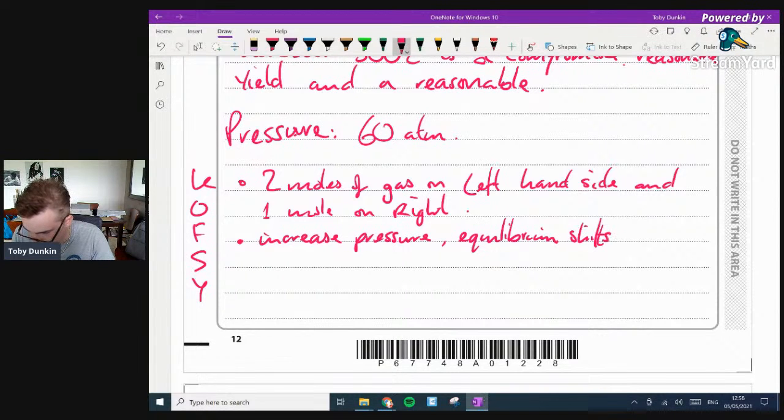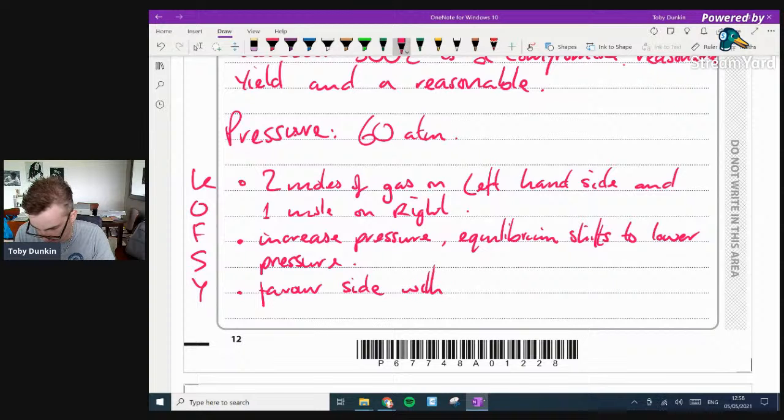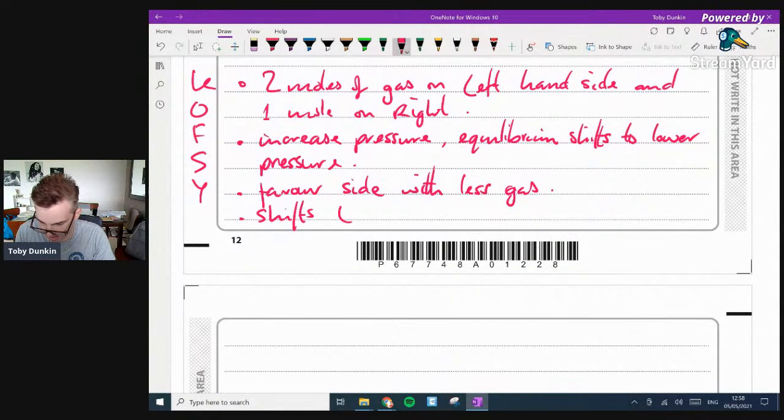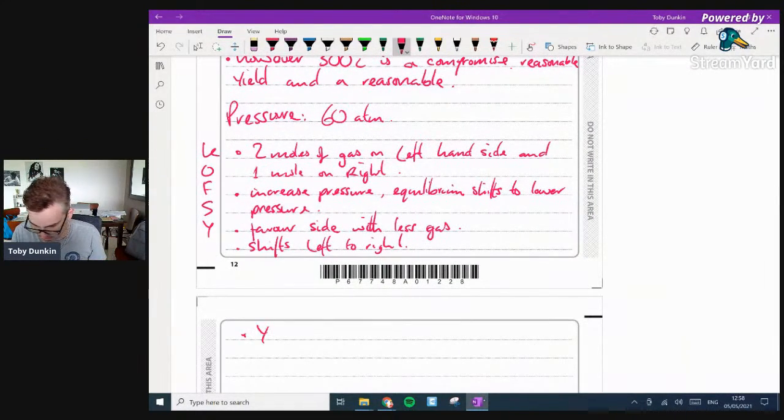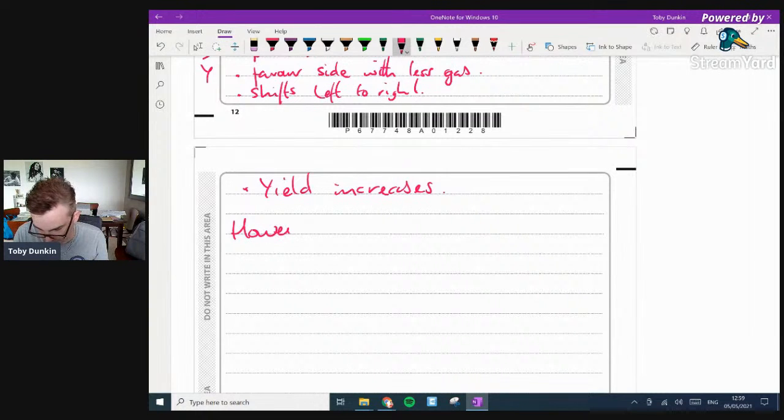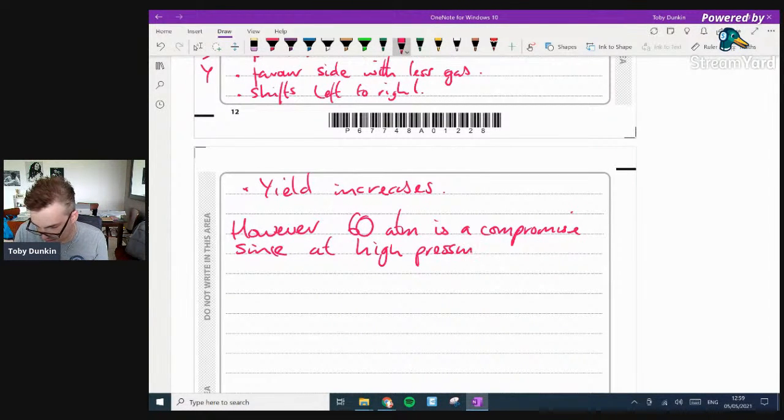Equilibrium shifts to reduce pressure, shifts to lower pressure. Favor side with less gas. Shifts left to right. Yield increases. However, 60 atmospheres is a compromise, since at high pressure, the ethene will polymerize.